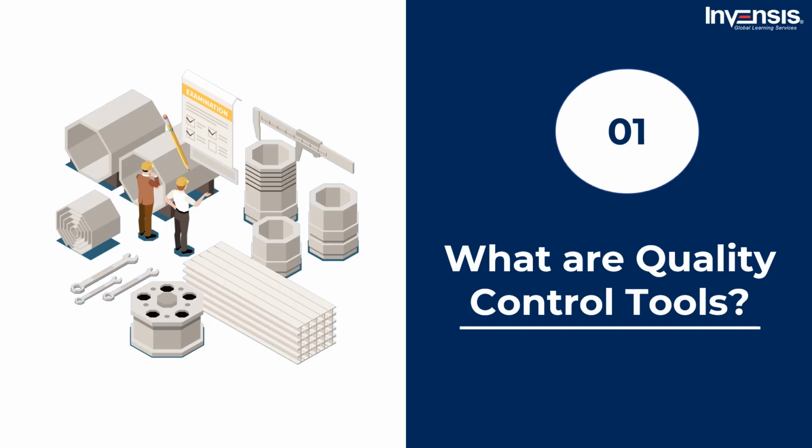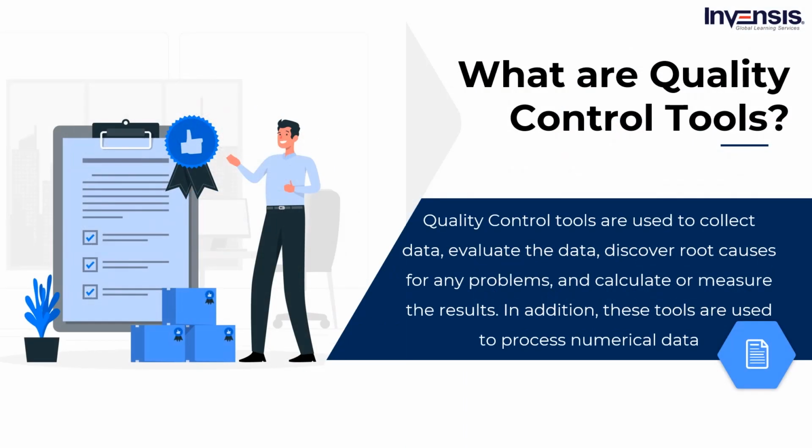Let us start the session with a quick understanding of what are quality control tools. Firstly, quality control is a technique or set of procedures used to assure that a manufactured product or service fulfills a specified set of quality standards or meets the client's or customer's expectations. Now, quality control tools are used to collect data, evaluate the data, discover root causes for any problems, and calculate or measure the results. In addition, these tools are used to process numerical data. When used together, they can provide excellent process tracking and analysis, which can improve quality.